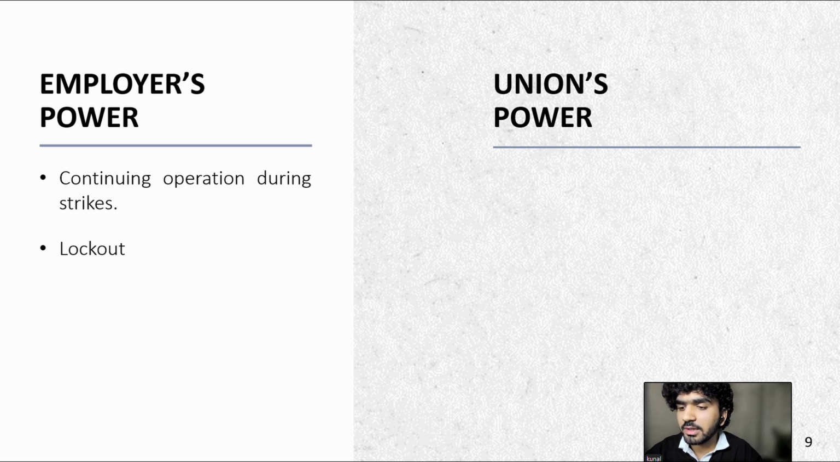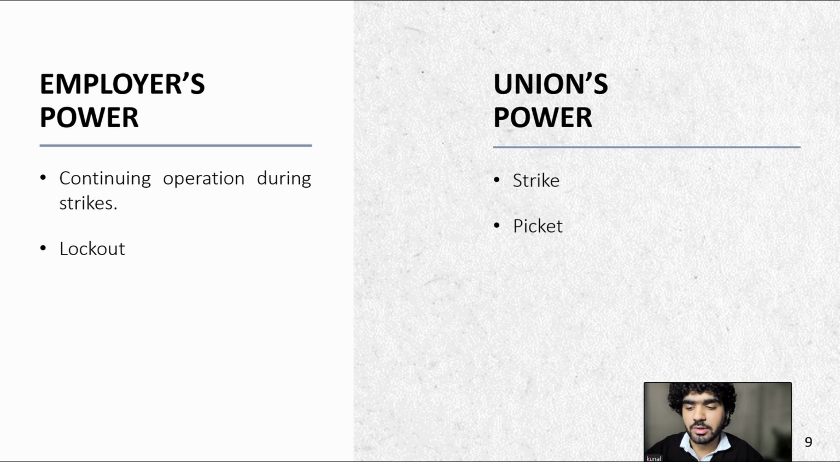And the second option is lockout. What is a lockout? A lockout is a closing of a place of work by an employer. A lockout may be used by the employer to pressure the union into agreeing to terms and conditions of employment and signing a collective bargaining agreement. Now, what can the union do?